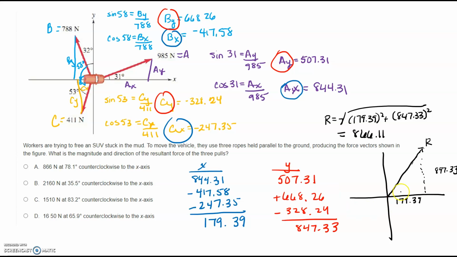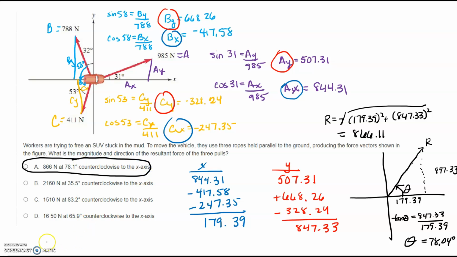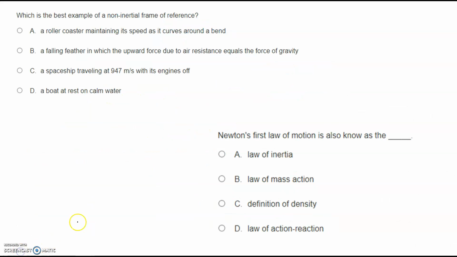But I went ahead and double checked to make sure that my angle was correct. So here's my angle. If this is theta, I did tangent of theta is equal to 847.33 divided by 179.39, and I got 78.04. So this is going to be my answer. Lots of work on that one. Okay, so that was number 2.